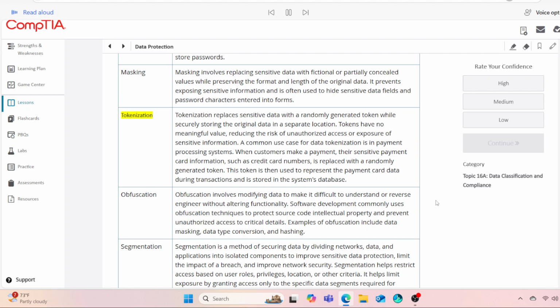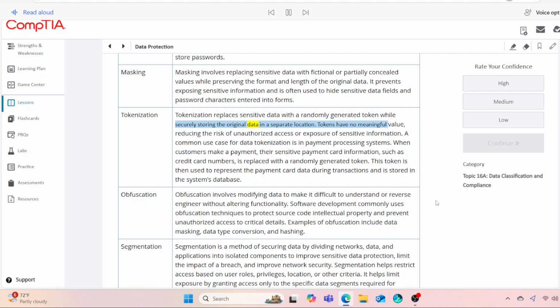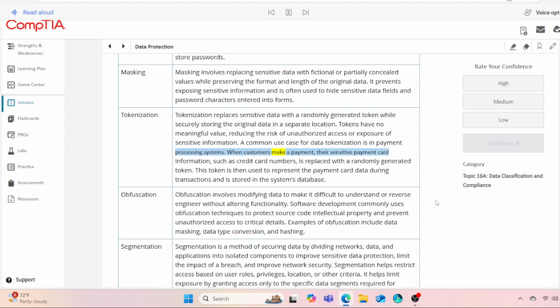Tokenization. Tokenization replaces sensitive data with a randomly generated token while securely storing the original data in a separate location. Tokens have no meaningful value, reducing the risk of unauthorized access or exposure of sensitive information. A common use case for data tokenization is in payment processing systems. When customers make a payment, their sensitive payment card information, such as credit card numbers, is replaced with a randomly generated token. This token is then used to represent the payment card data during transactions and is stored in the system's database.